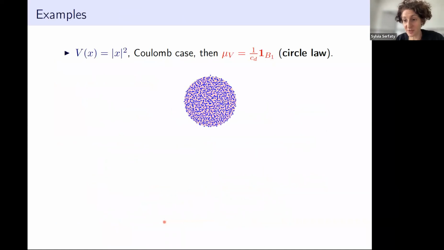So examples of equilibrium measures, there are some that are well known. For instance, when V is quadratic, the confinement is quadratic, you can expect that everything will be rotationally symmetric. And so for the Coulomb interaction, what you find is the equilibrium measure is just the indicator function of a ball, properly normalized. So it means the equilibrium measure is constant in some ball of correct radius. And that's called the circle law in random matrix theory. You see here points representing random matrix eigenvalues that distribute themselves uniformly in a disk.